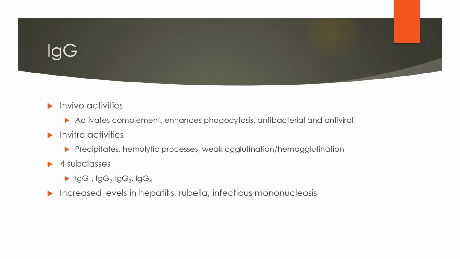In vitro activities of IgG would be agglutination. It doesn't agglutinate as much as it precipitates and hemolyzes in serological analysis. There are 4 subclasses of IgG, including IgG 1, 2, 3, and 4. And you will see increased levels of IgG in diseases like hepatitis, rubella, infectious mononucleosis, rheumatoid arthritis, systemic lupus erythematosus, and Hodgkin's disease. Okay, you can find IgG in serum, cord blood, and spinal fluid.